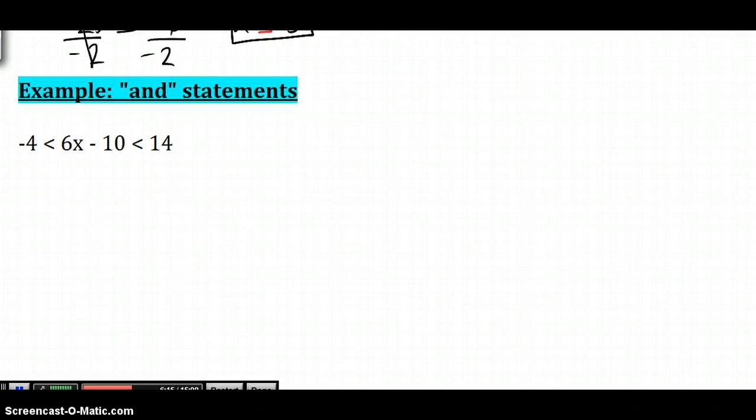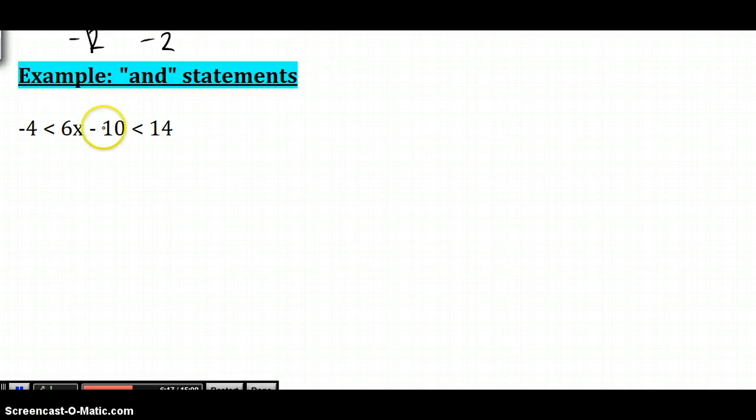Let's do one and statement together. This is an and statement when there are two inequalities and your variable is in the middle. The goal is the same. You want to get x by itself. So whatever you do to one side, you have to do to all sides. So here, if I'm looking at the middle part and I want x by itself, my first step should be to add 10 to get rid of it. Not only do I add 10 here, but I add it to every single side.